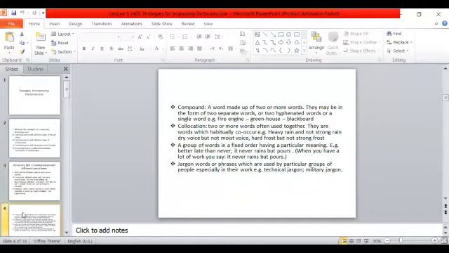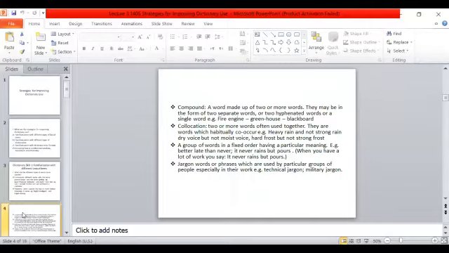A compound. A compound is a word made up of two words. They may be in the form of two separate words, as in fire engine, or they may be hyphenated as in greenhouse, or they may be made up of a single word as in blackboard.